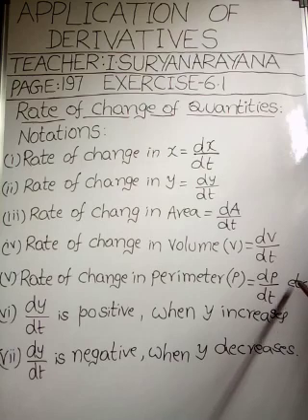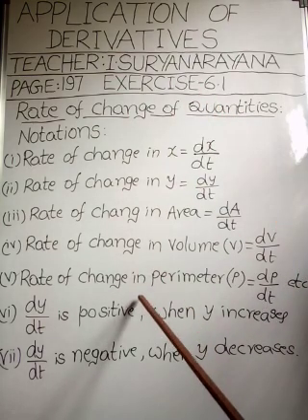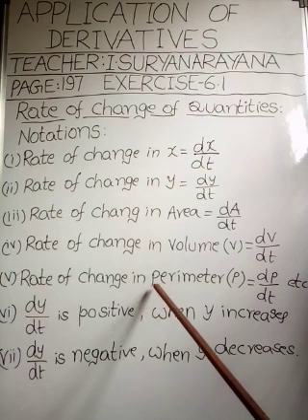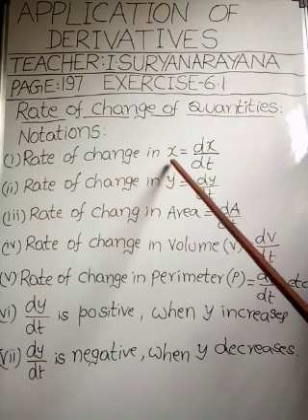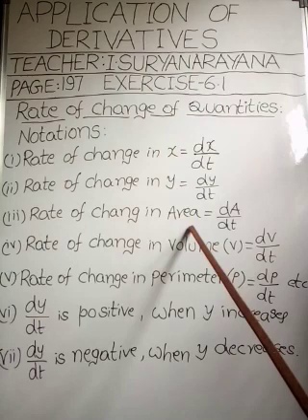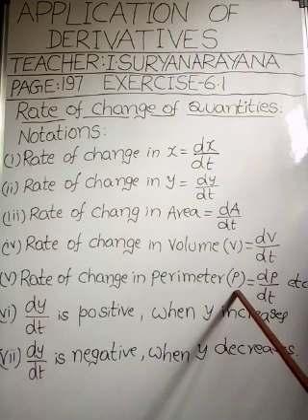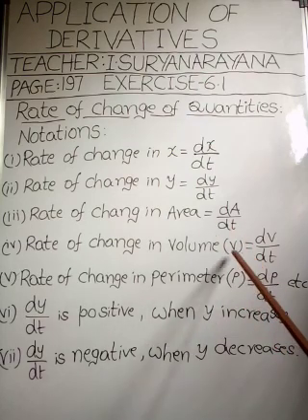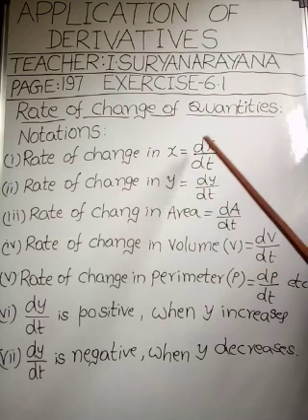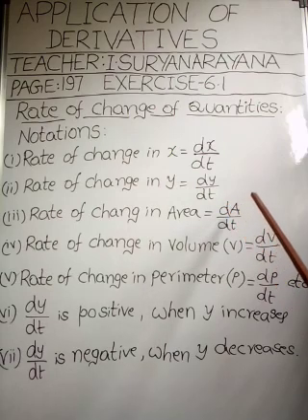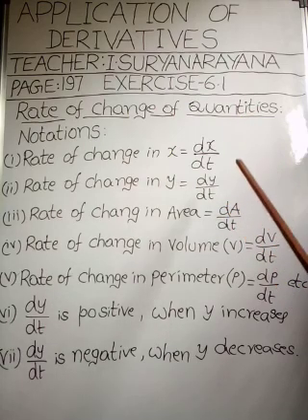Etcetera and so on. Understood all these 5 points, my dear children? We extend the same concept to other variables also. Here variable is x, here variable is y, here variable is A, area, here variable is V, here variable is P. Understood these points, my dear children? We are differentiating these variables with respect to t. Means here what is the differential operator? d by dt. Remember this point, my dear children. Rate of change means the differential operator is d by dt, not d by dy. Okay, my dear children? Right.